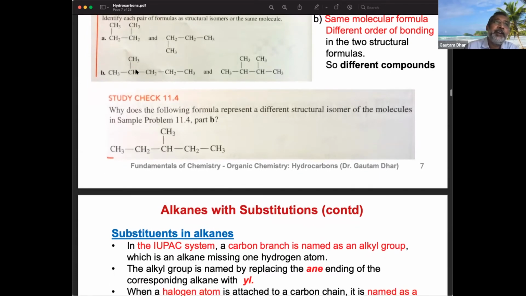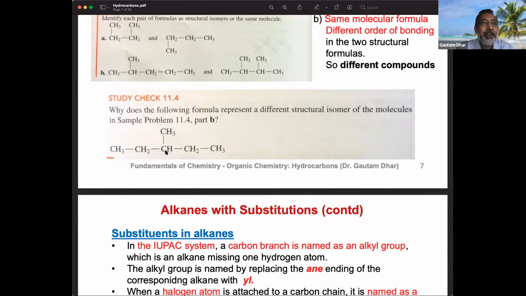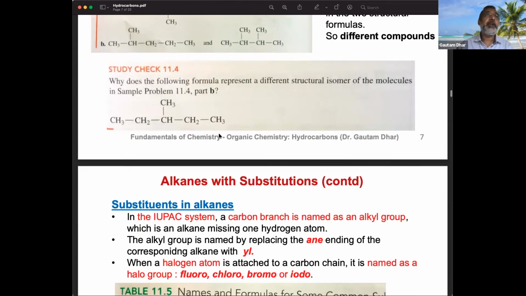Yes, you can see that this branching is happening at carbon number two. Here in the carbon number three, they're different compounds. So this is the uniqueness of carbon, organic chemistry. Carbon can generate so many variations. These three are called structural isomers. They have the same molecular formula, but different linkage, a different arrangement of the atoms.